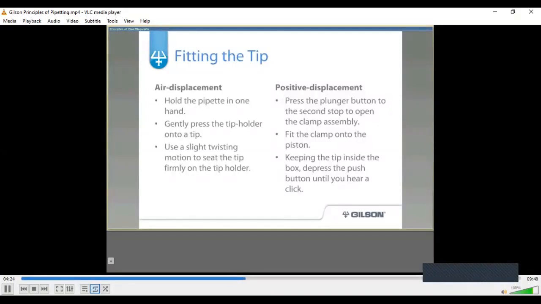For positive displacement pipettes, to fit a tip, you press the plunger button to the second stop to open the clamp assembly. Then fit the clamp onto the piston. While keeping the tip inside the box, depress the push button until you hear a click. If you're assembling your CP tips by hand, hold the tip in your hand after grabbing the piston assembly and push the button again until you feel a click.